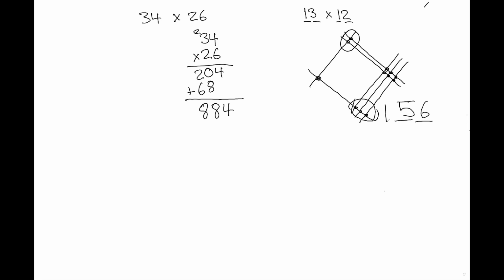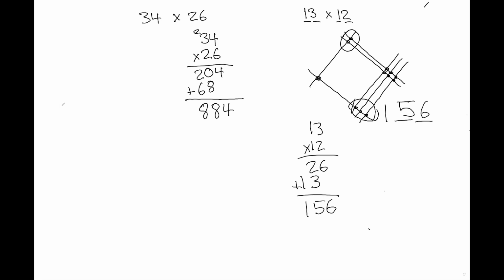Now, just to double check our answer, let's go through the standard method of multiplication. 13, 12, multiply the 2, 2 times 3, 6, 2 times 1, 2, 1 times 3, 3, 1 times 1, 1. Add these values together, you get 156, exactly the same as the answer we got in the previous method. All right, now that the basics have been established, let's go back to the problem that we started at the beginning of the video and use this new method of multiplication.